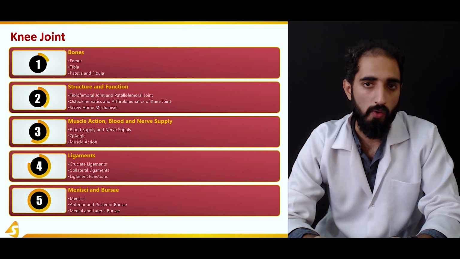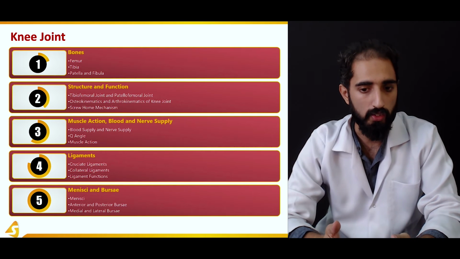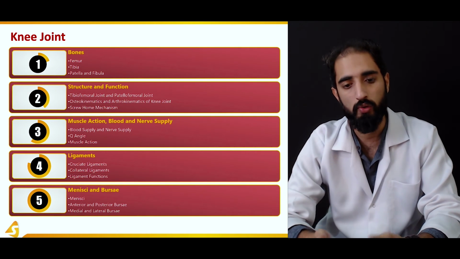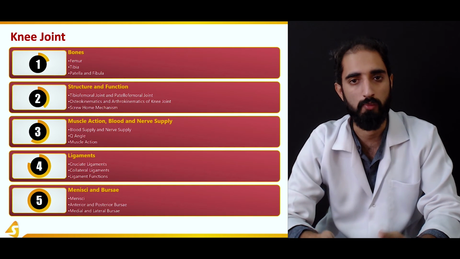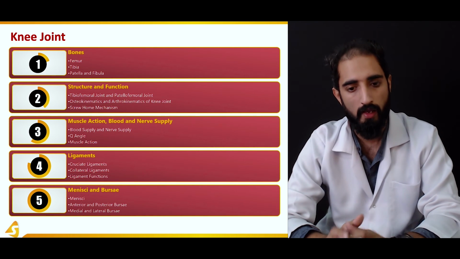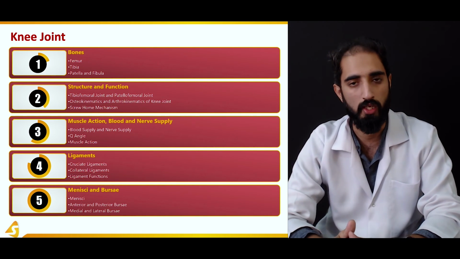Every joint needs and requires stability, which is provided by ligaments. For that purpose, we're going to talk about the cruciate ligaments, including the anterior and posterior cruciate ligament. We're also going to talk about the collateral ligaments, including the medial collateral and lateral collateral ligaments. And we're also going to talk about the functions of those ligaments.